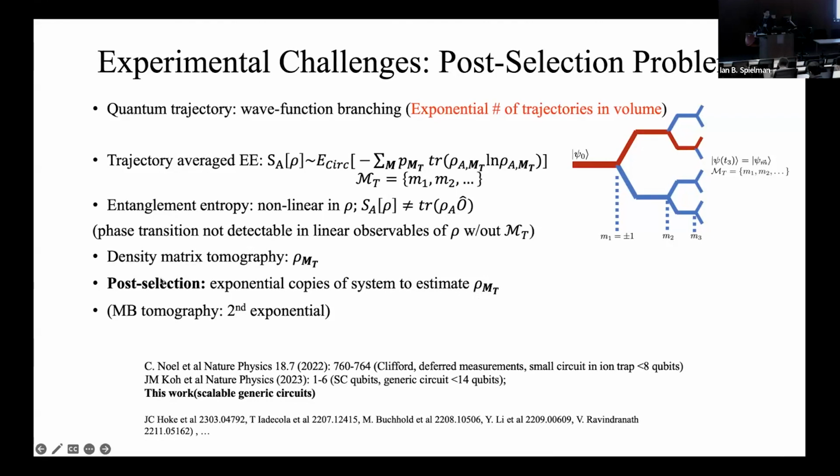So this is, of course, exponentially costly. There's another exponential factor. This is due to the fact that irrespective of this post-selection problem, the trajectory dependence, when you want to measure the density matrix of a many-body system, it's exponentially costly, as it was explained yesterday by Daiwei as well.